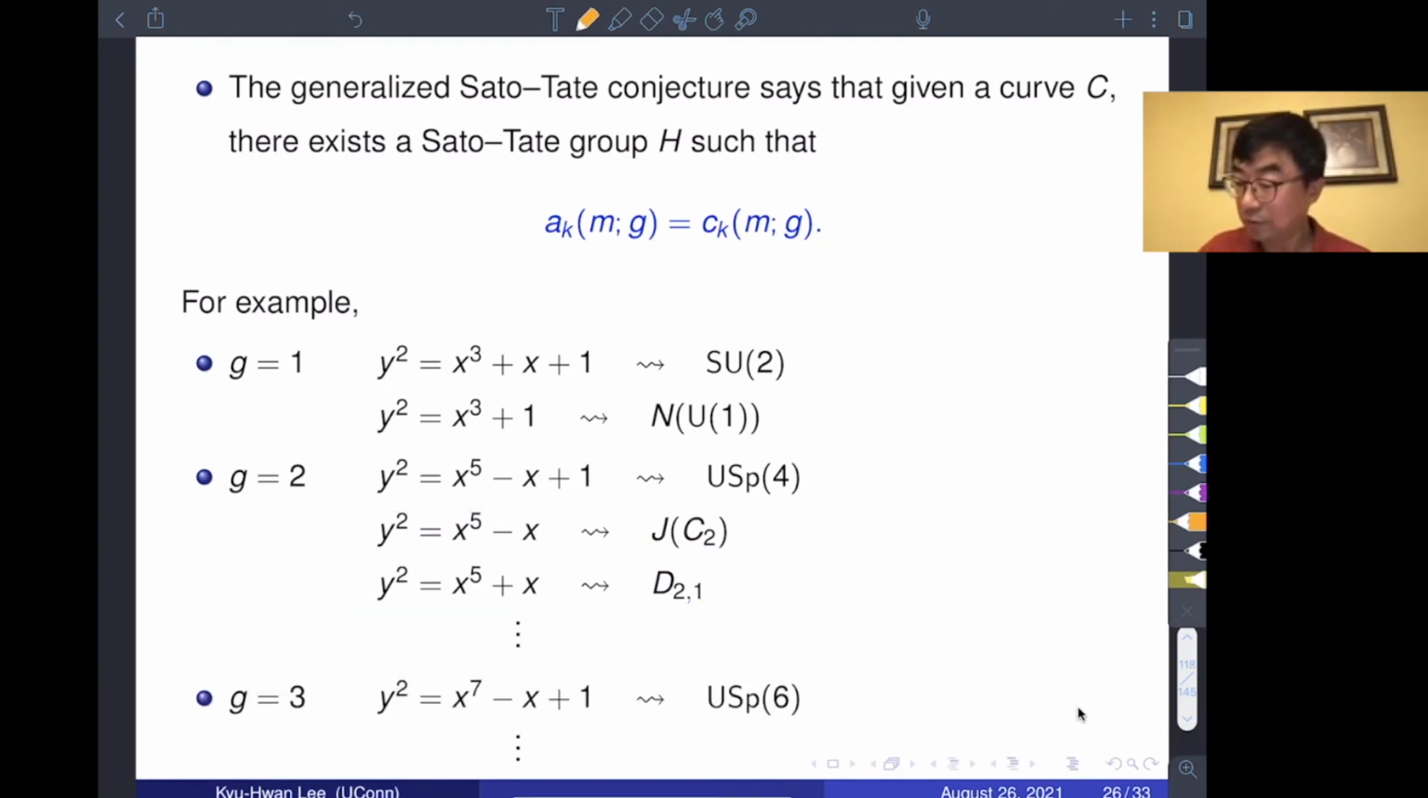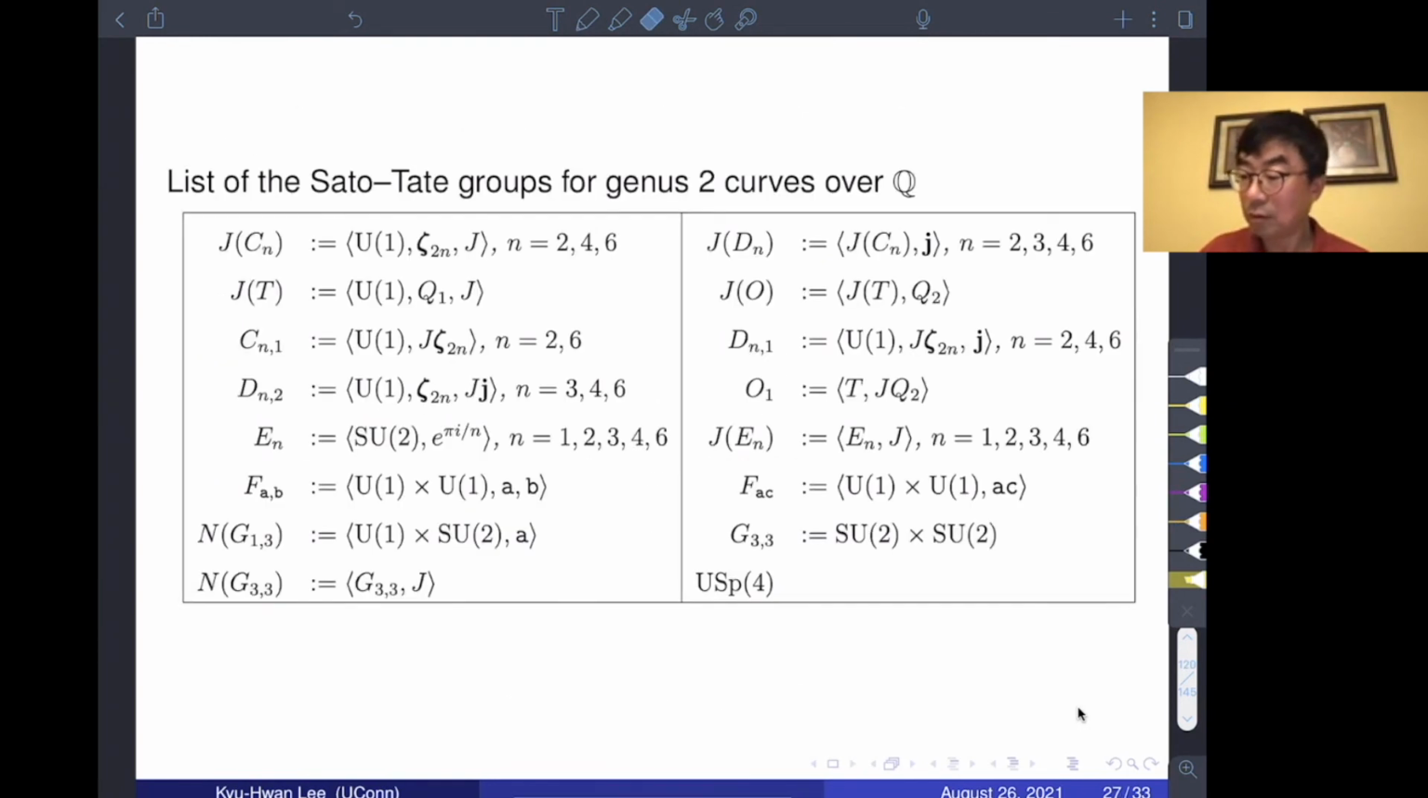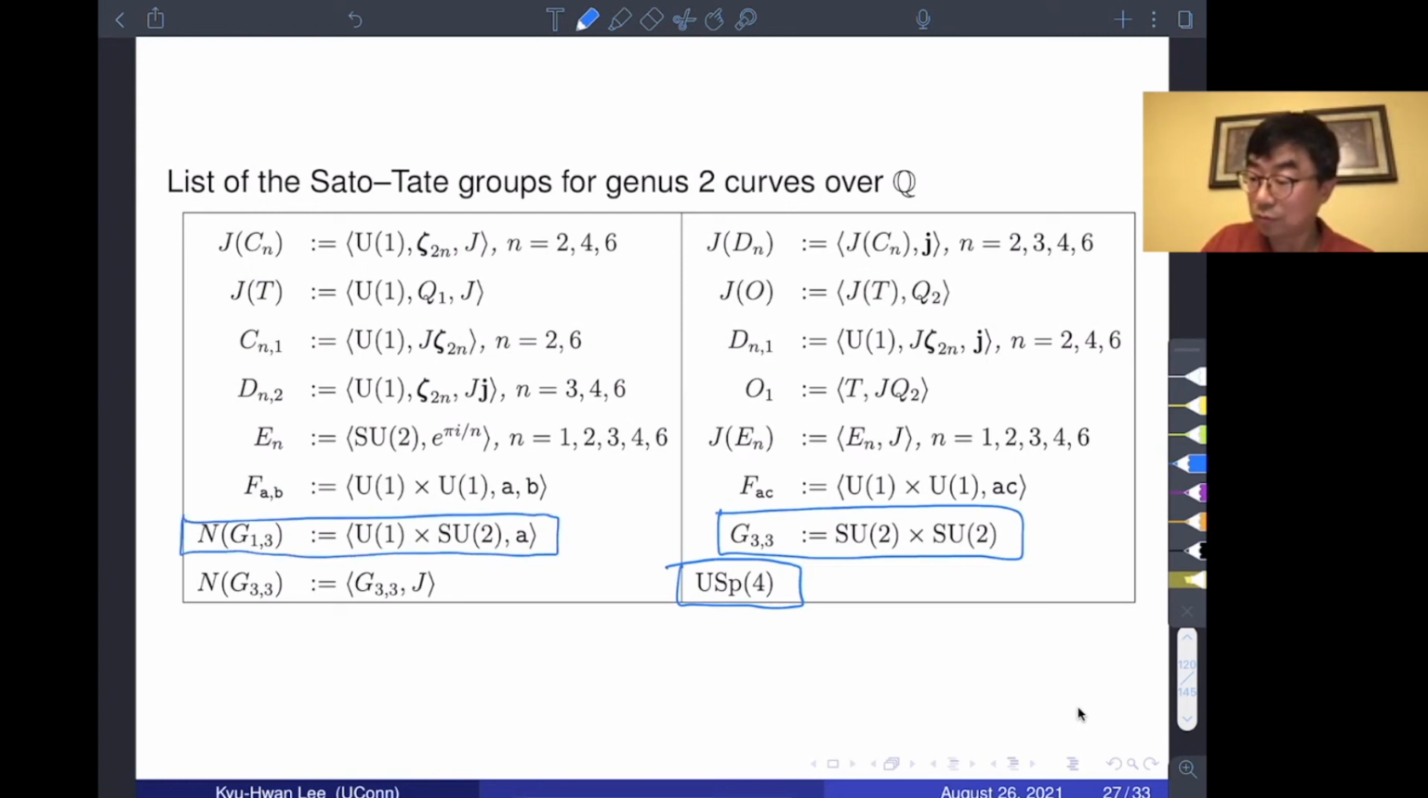And then even for genus 3, we have Sato-Tate groups. For genus 2 curves, these are the groups. Here, for this talk, the generic case is this USp(4), and then we have this group, SU(2) times SU(2). And then here is the normalizer of the group.